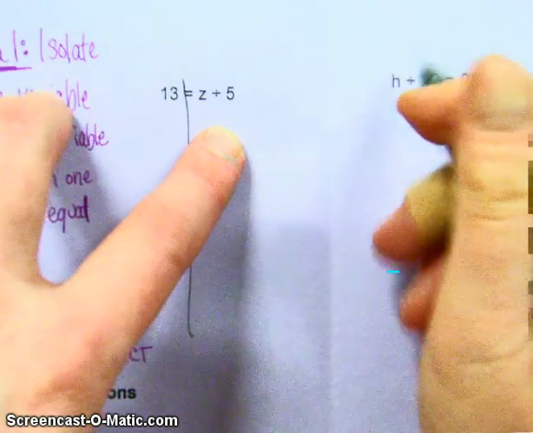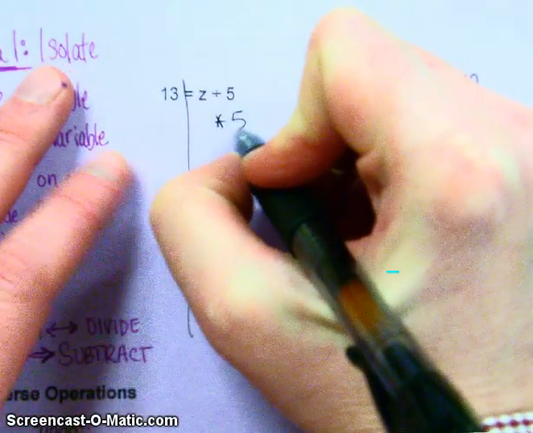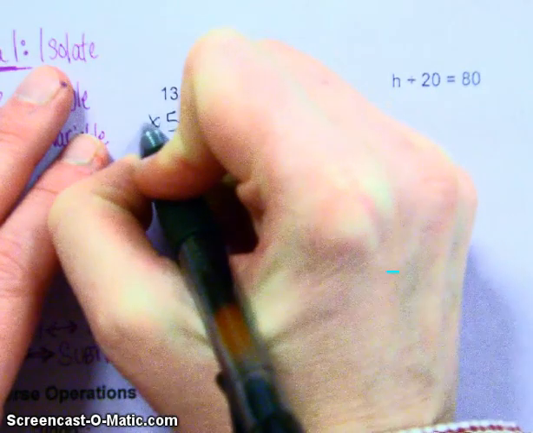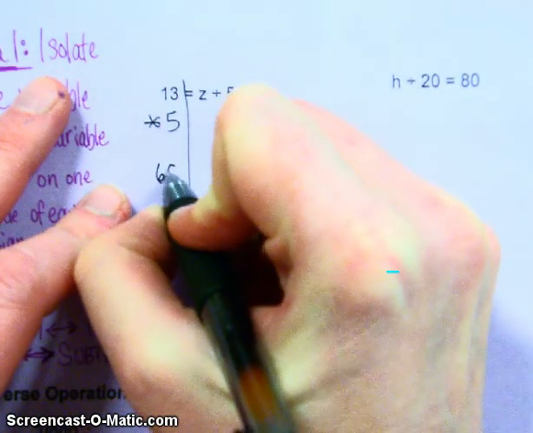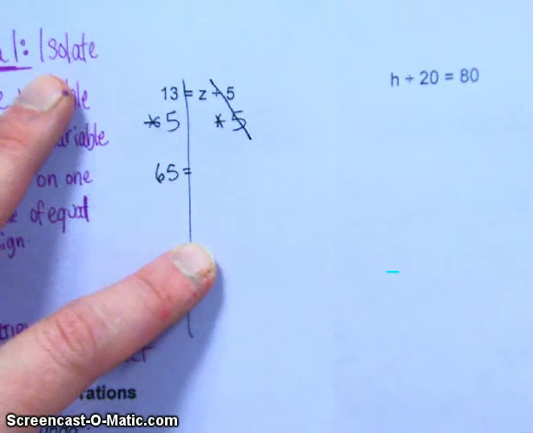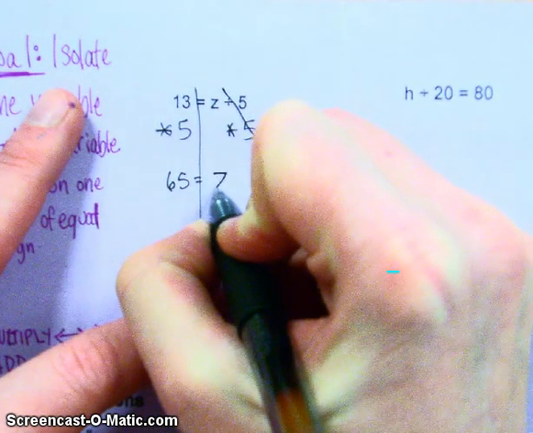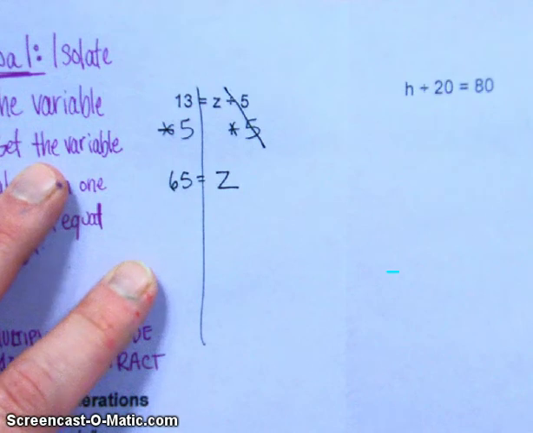Z divided by 5. The inverse operation of divide is multiply. I'm going to multiply both sides by 5. 13 times 5 is 65. Now here, this doesn't make 0, it makes 1. So I just put a line through it, and that helps me remember that's just 1. So 1z is equal to 65.